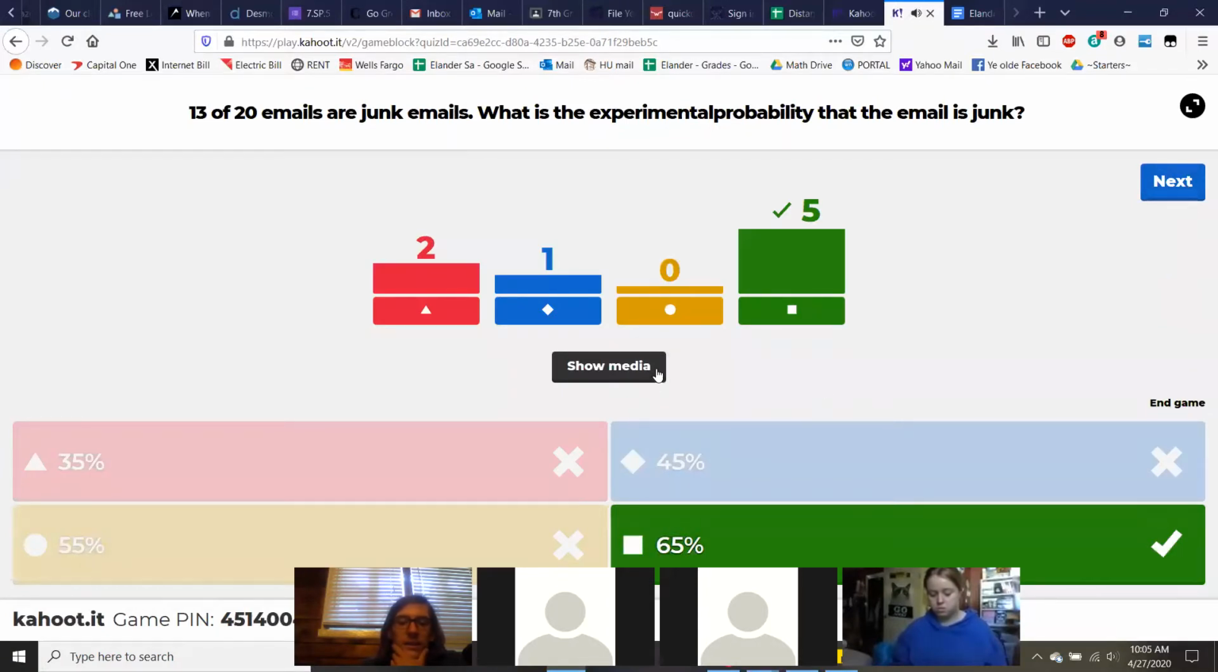All right, 65%. Good job, guys. So 13, you just do 13 divided by 20, right? To get your percentage. And that's the probability that an email would be junk.